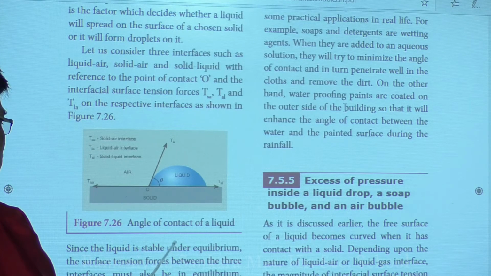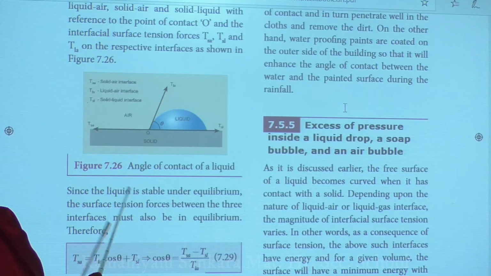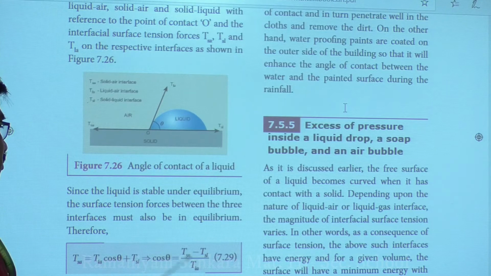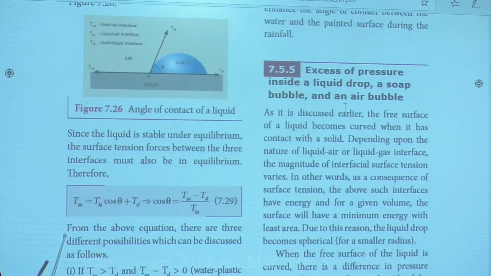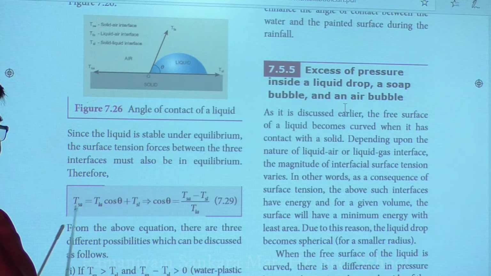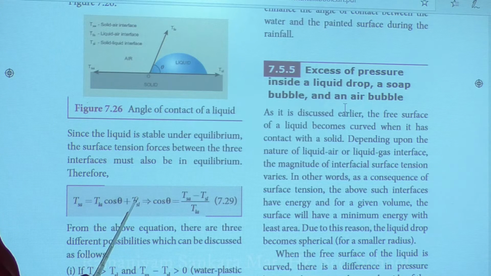Since the liquid is stable under equilibrium, the surface tension forces between the 3 phases must be in equilibrium. So they give a new formula: TSA equals TLA cos theta plus TSL. We want only cos theta, so bring it to this side: cos theta equals (TSA minus TSL) by TLA.